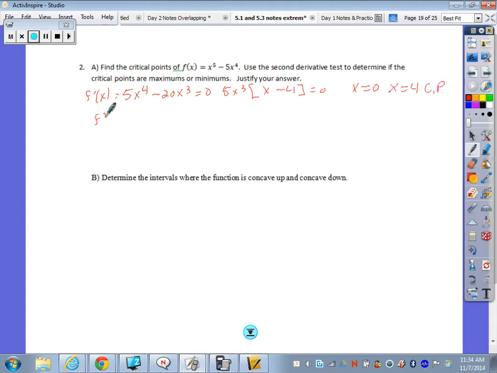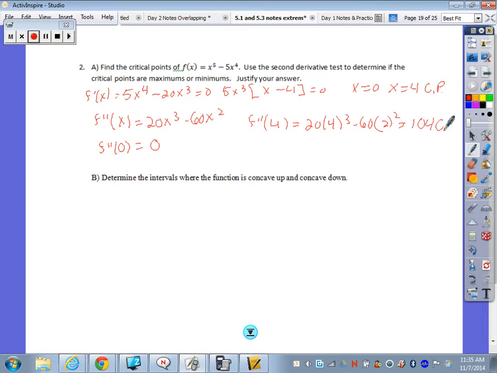I'm going to take the second derivative from this function, which is 20x cubed minus 60x squared, and then I'm going to plug my 2 critical points in. So if I plug in 0, I get 0, and if I plug in 4, again, all you care is if you get a positive number or a negative number. Again, if you want to use your calculator just for this part, you can, but if you do this, you get 1,040. So this is a positive.